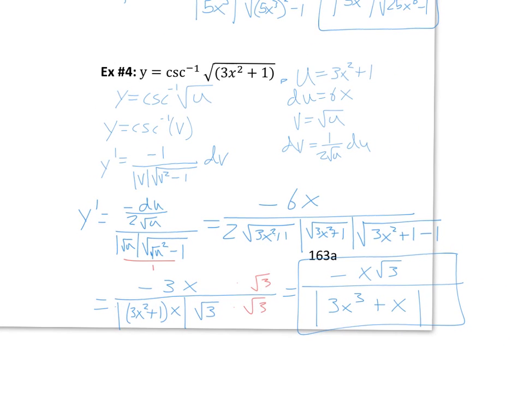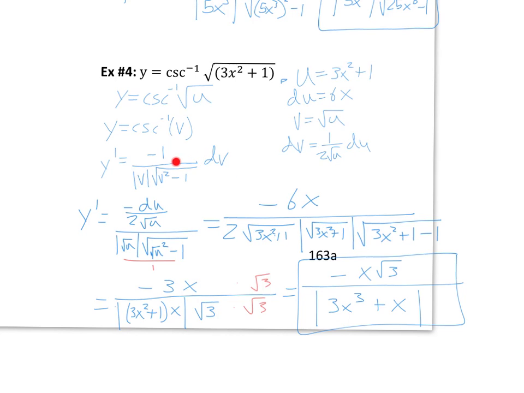Okay, this guy is a doozy. So let's first start off with our u substitution. We know that the innermost part, 3x squared plus 1, is going to be our u. And we know that when we plug in a u, we still have a square root of u. So you're going to need to substitute in a v for square root of u. You do all your derivatives, and then you have the arc cosecant of negative 1 of v. Now, when you take the derivative of this, you get negative 1 over the absolute value of v, square root, v squared minus 1 times dv.